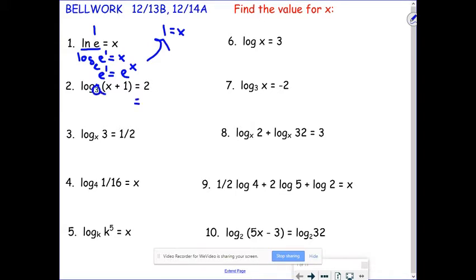In number 2, I change a base. I go from log form to exponential form. 3 squared is x plus 1, so that's 9. X plus 1 is 9. We move the 1 over, we get 8.